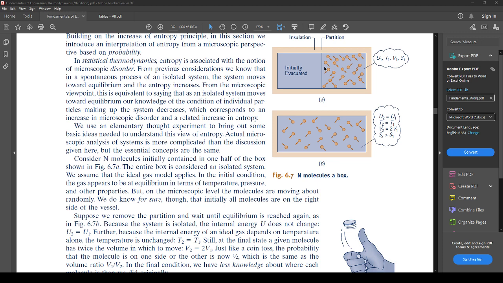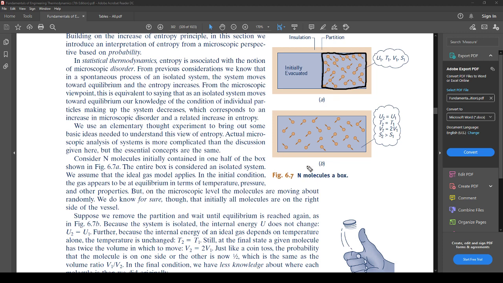In the initial condition, the gas appears to be at equilibrium in terms of temperature, pressure, and other properties. So essentially, contained within this, we have reached true harmony, right? Everybody is good. We have a great understanding of what they are in here. Let me see. Terms, temperature, pressure, and other properties. We know these things because they're at equilibrium.